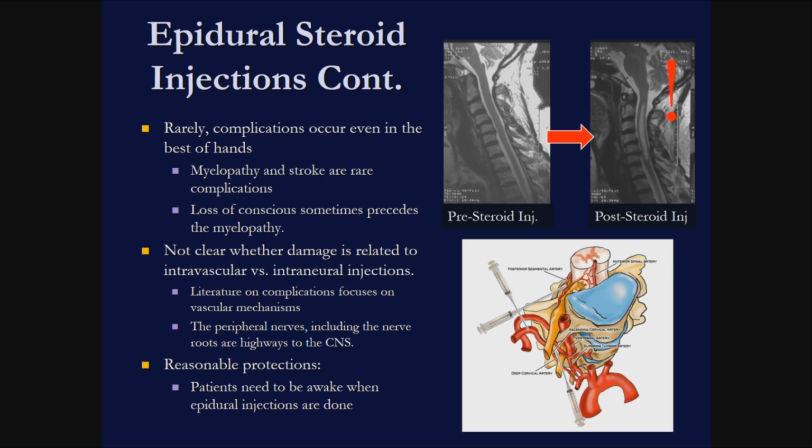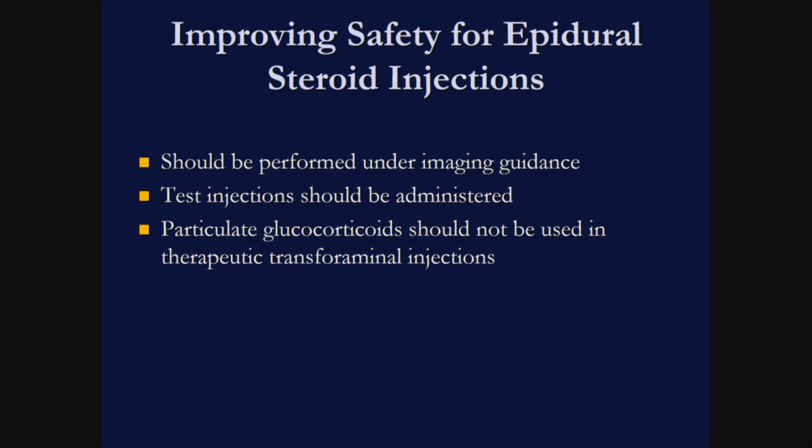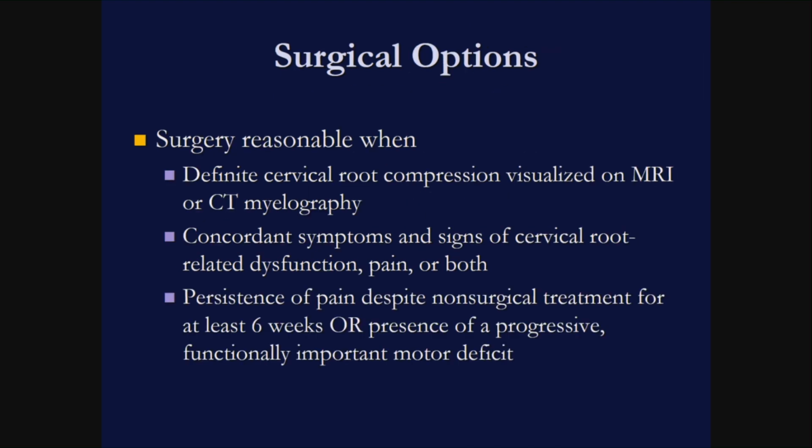One way that you can prevent complications, or at least these terrible complications, is that the patient ought to be at least somewhat awake during the procedure, and if there is any pain with the test injection, then the procedure should be either aborted or changed. The procedure shouldn't proceed if there is any pain, any significant flare-up of pain. And these are sort of guidelines that are widely adopted. These procedures should be done under imaging guidance. Test injections should be administered, and particulate glucocorticoids should not be used.